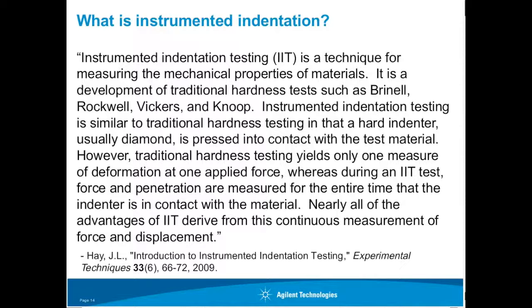Instrumented indentation testing is similar to traditional hardness testing in that a hard indenter, usually diamond, is pressed into contact with the test material. However, traditional hardness testing yields only one measure of deformation at one applied force, whereas during an instrumented indentation test, force and penetration are measured for the entire time that the indenter is in contact with the material. Nearly all of the advantages of instrumented indentation testing derive from this continuous measurement of force and displacement. So what does all that mean?